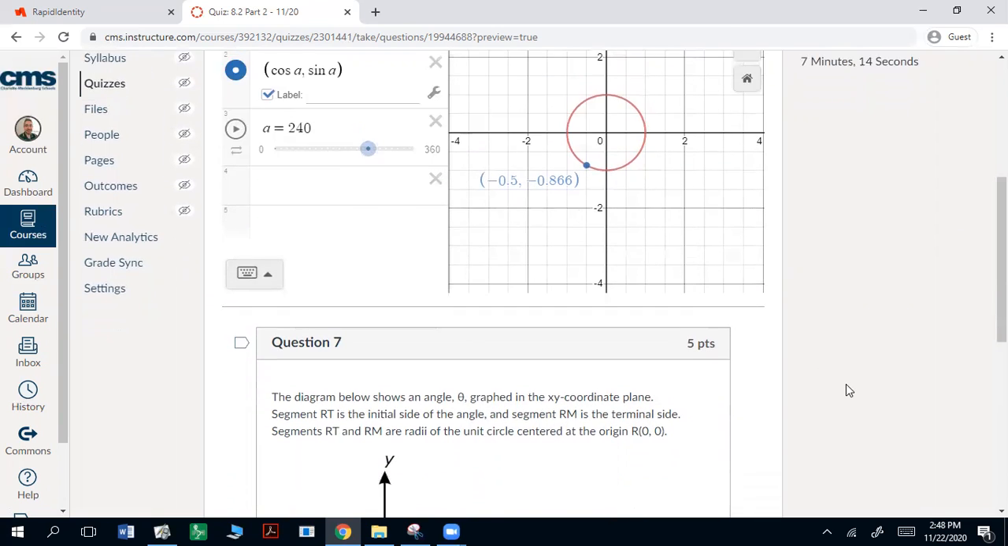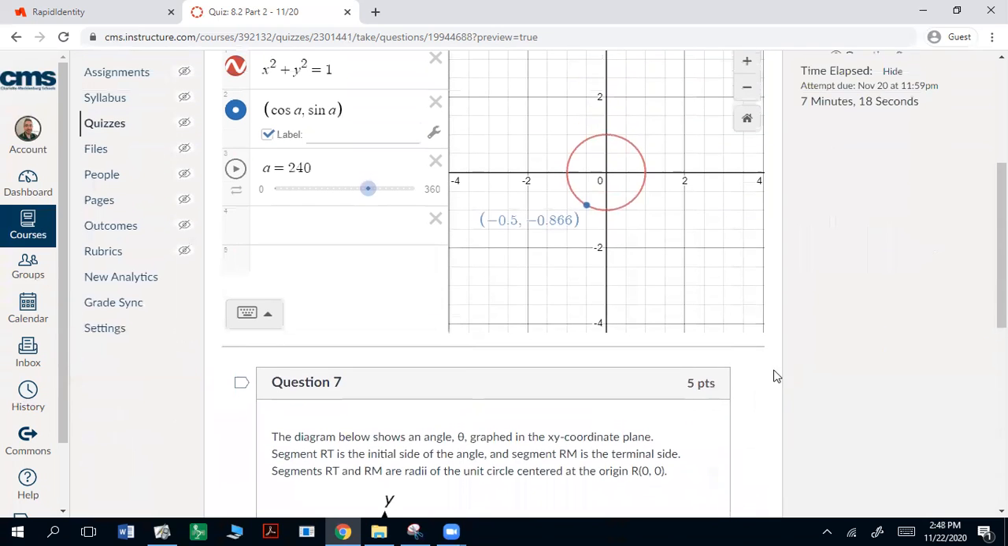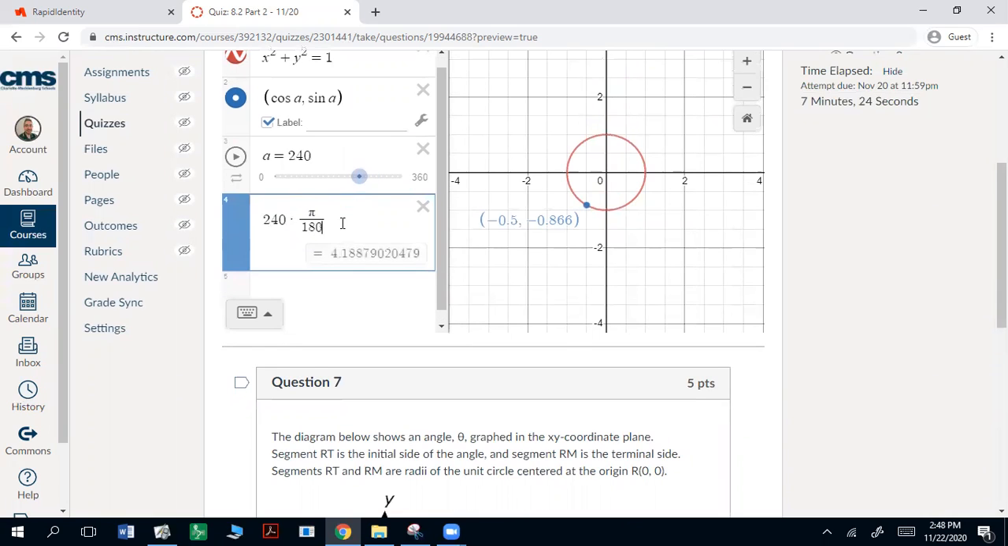This question wants to know, what is the radian to the nearest thousandth? So we get a radian by saying degree multiplied by pi over 180. And we're going to incorporate pi into this one because it wants a decimal. So we say 4.189.